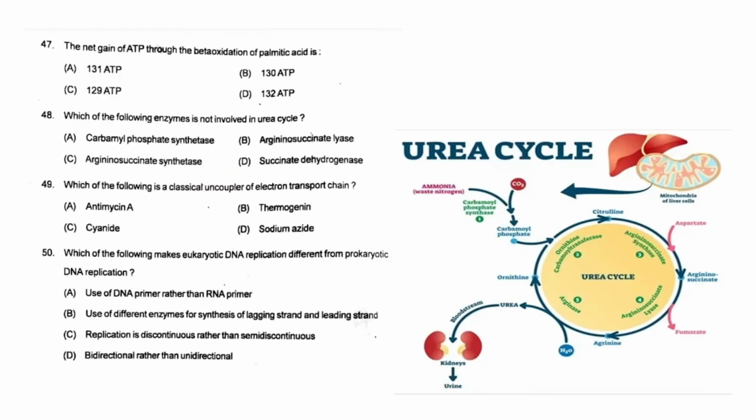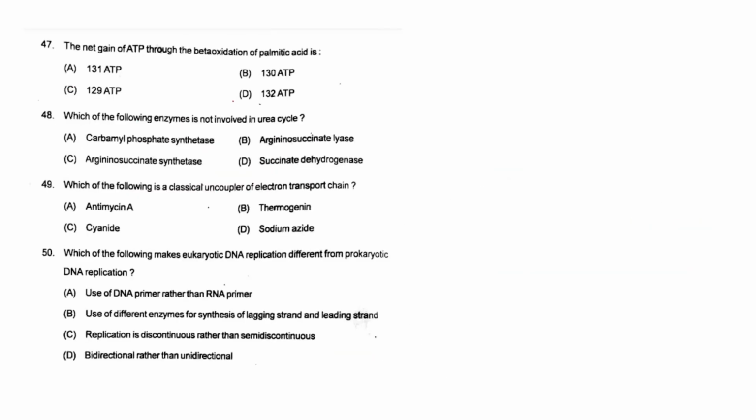Next, moving on to next question. Question number 47. The net gain of ATP through beta oxidation of palmitic acid is, okay, palmitic acid is 16 carbon chain long.